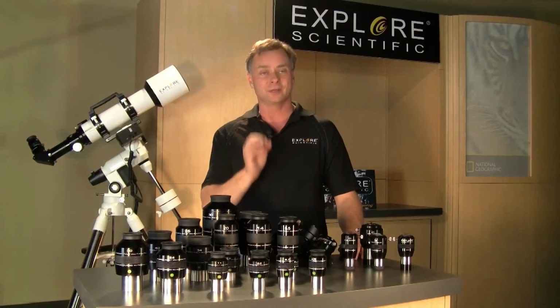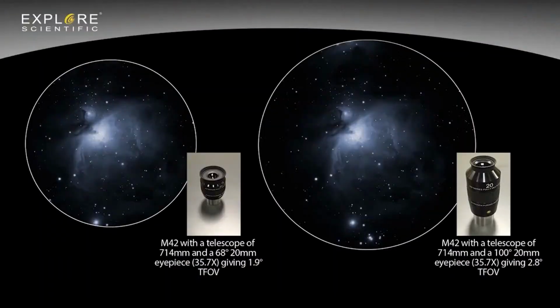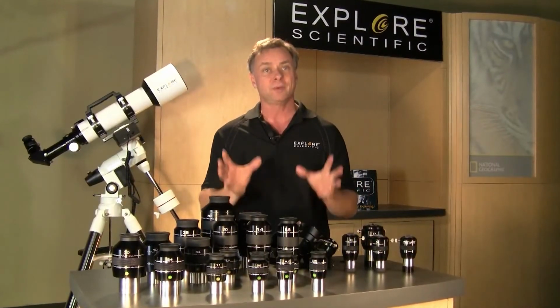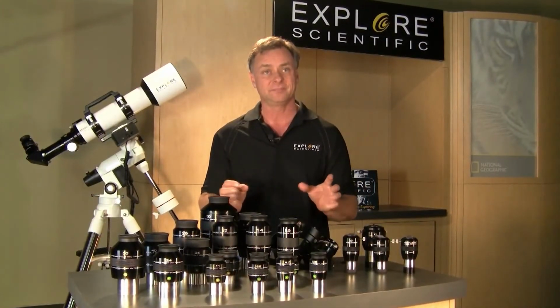Then in this other image, we've got M42 with a telescope of the same focal length, 714 millimeters, and the same focal length of eyepiece of 20 millimeters. So we're getting the same magnification of 35.7 power. But with 100 degree apparent field of view, we're getting 2.8 degrees true field of view. You actually see more area around the object, but at the same magnification.